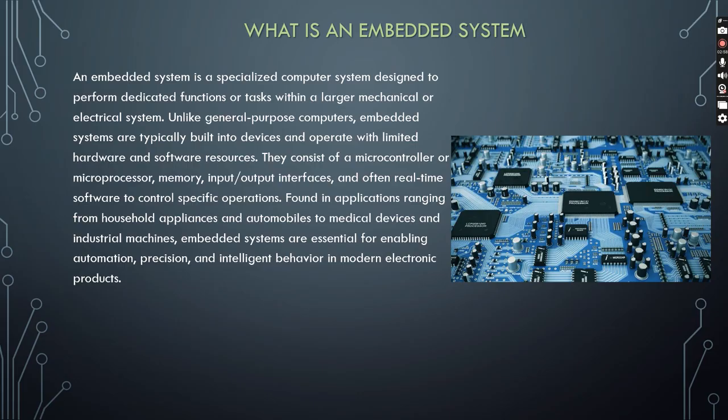electrical system. Unlike general purpose computers, embedded systems are typically built into devices and operate with limited hardware and software resources. They consist of a microcontroller or microprocessor, memory, input or output interfaces, and often real-time software to control specific operations. Found in applications ranging from household appliances and automobiles to medical devices and industrial machines, embedded systems are essential for enabling automation, precision, and intelligent behavior in modern electronic products.